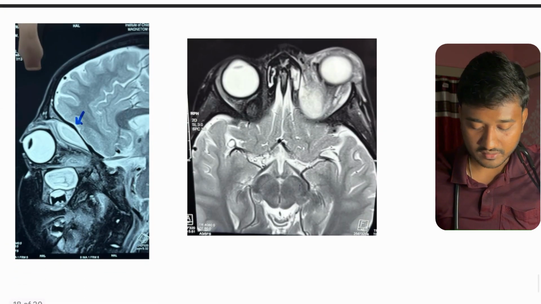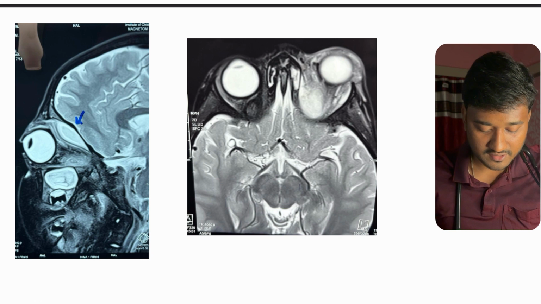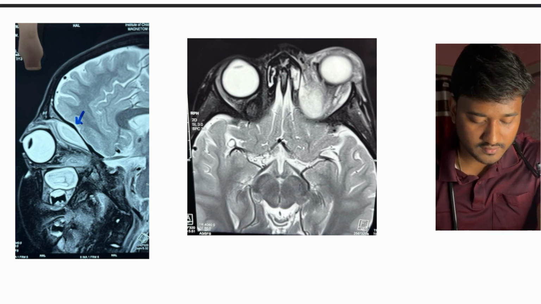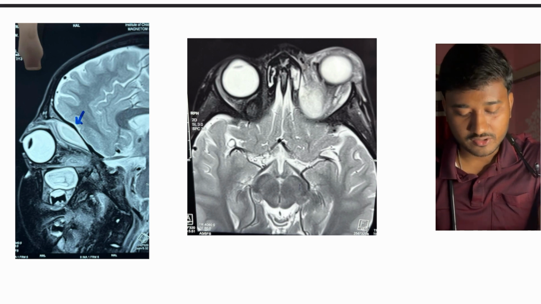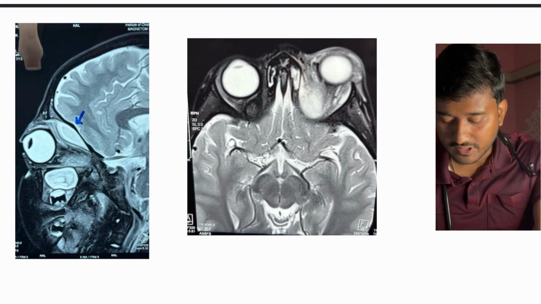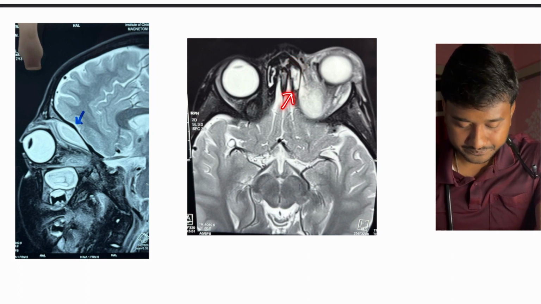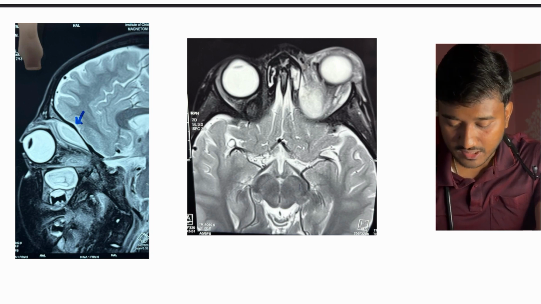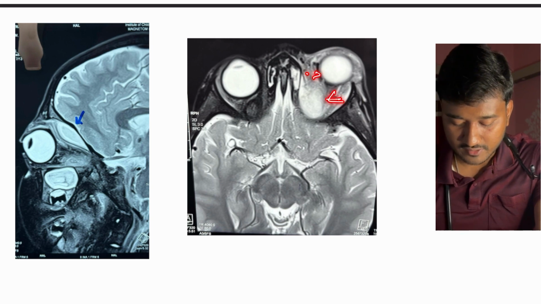We did an MRI. In the MRI you can see there is subperiosteal pus collection or subperiosteal abscess. So here in this photo also there is a subperiosteal abscess. This is a subperiosteal abscess, and also, look, there is paranasal sinus infection along with the subperiosteal abscess. So this is probably type 3 Chandler classification.